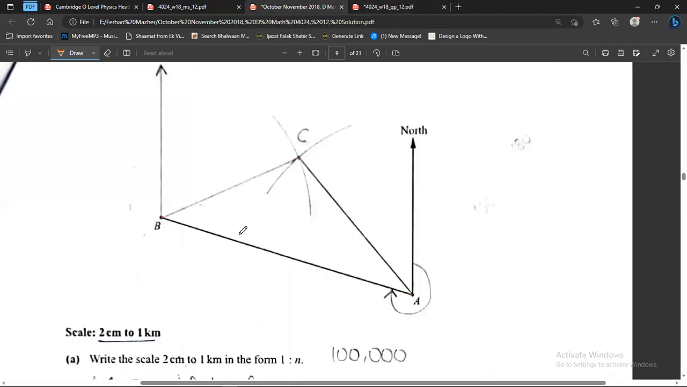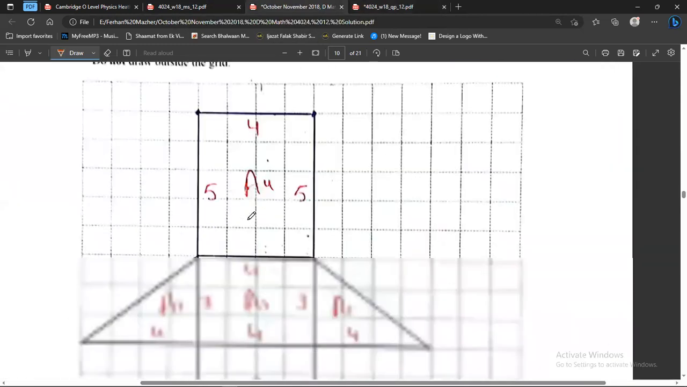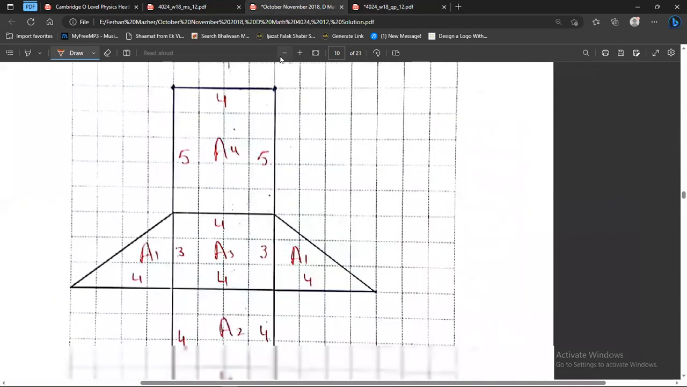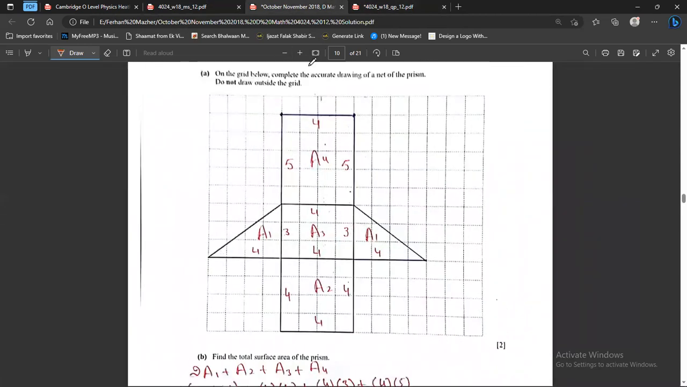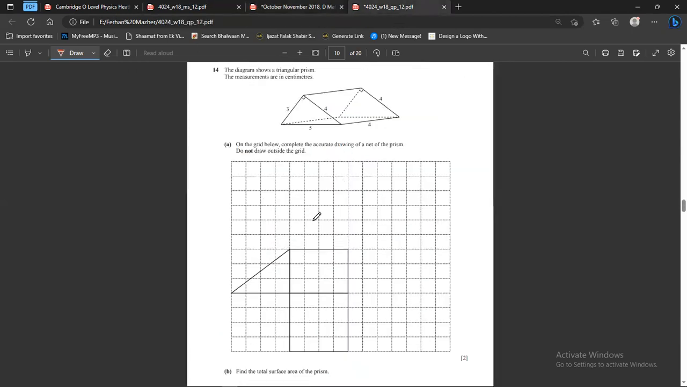Okay. So let me show you. I have made that grid here. Okay, hopefully you can see on the screen, I have drawn that grid, and on that grid I have drawn the net of that triangular prism, and I hope you understand how this is made.